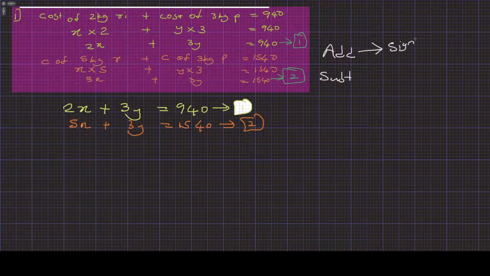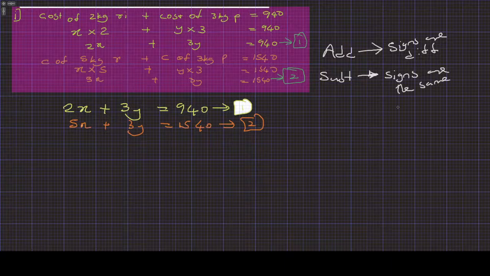When the signs are different, we add, because they are enemies. If the signs are different, they are enemies. So to destroy the letter, what we have to do is just put them together by adding. Now, when do we subtract? When the signs are the same. When they are friends, what do we do? We subtract. So when the signs are the same, we don't add.